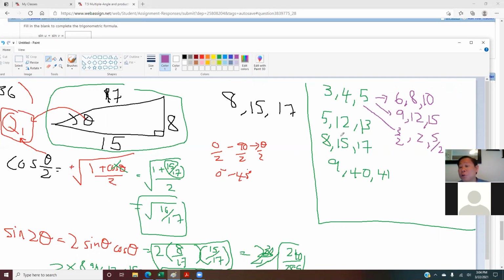Yep. So make sure you know these 4 basic triplets because they're going to be your lifesaver. Otherwise, you're going to spend 2 minutes using your Pythagorean theorem to figure out the missing part.